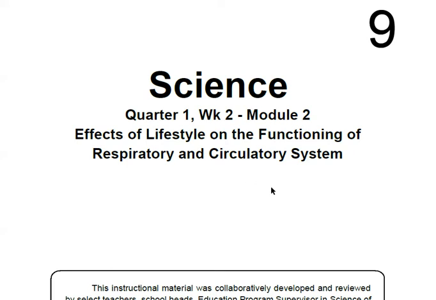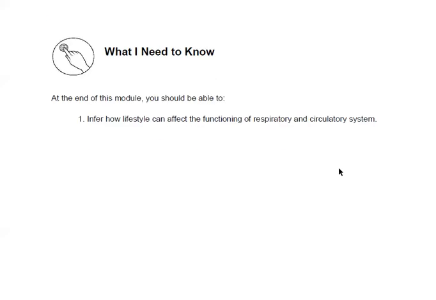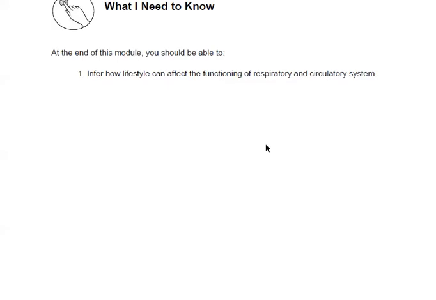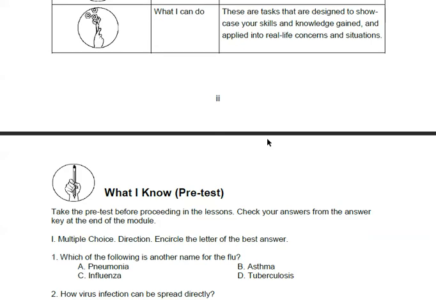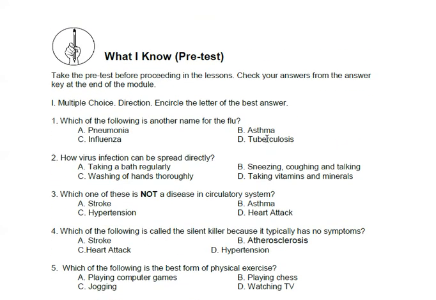We will be using Module 2, the effects of lifestyle on the functioning of the respiratory and circulatory system. Our objective for this module is for you to be able to infer how lifestyle can affect the functioning of the respiratory and circulatory system. We shall begin by answering What I Know. This is your pre-test.